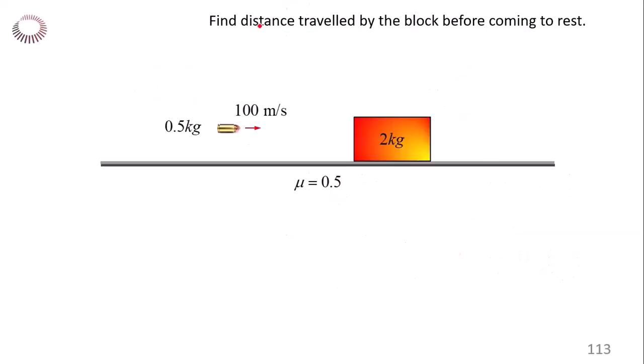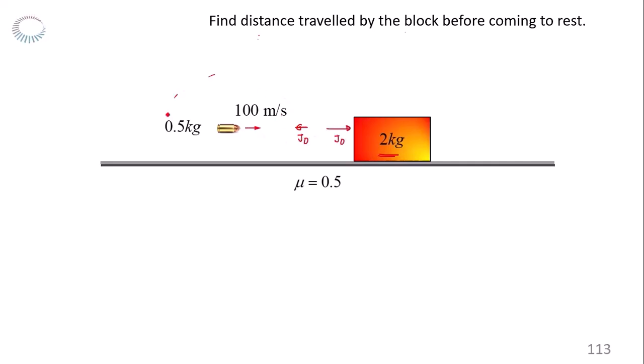Now, let us say there is a bullet which is fired and it gets inserted inside this 2 kg block. You are asked to calculate the distance traveled by the block before coming to rest. Once the bullet hits the 2 kg block, there is an impulse. For the bullet, the impulse J naught is in this direction. For the block, J naught is in the opposite direction.